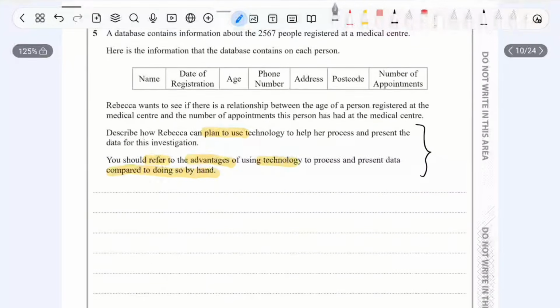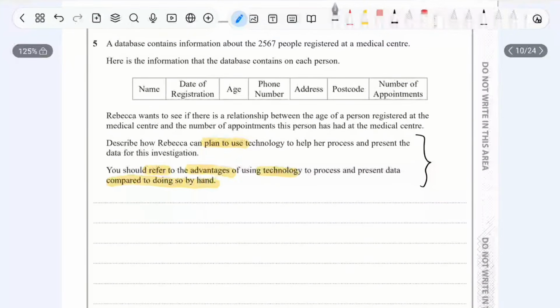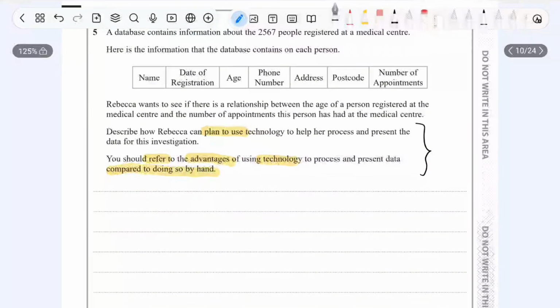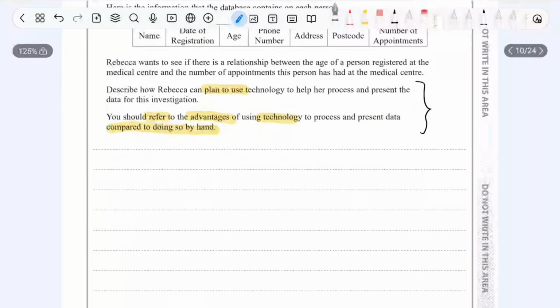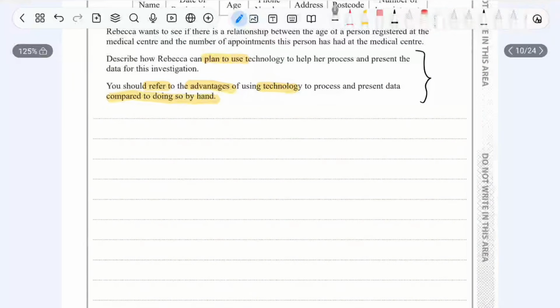with this data? Well, we know that there's 2,567 people, which is a lot. And Rebecca's aim is to see if there's a relationship between the age of a person and the number of appointments. So she's going to have to select people, right? So how can she do this? Well, we can use simple random sampling. If you don't know what that is, please do revise that. I've got a video on that. After assigning people a number, you need to generate random numbers. And this is something that technology is great at doing, because other than doing it with a hat, there isn't really any other alternative other than technology. So we can write that it generates random numbers.